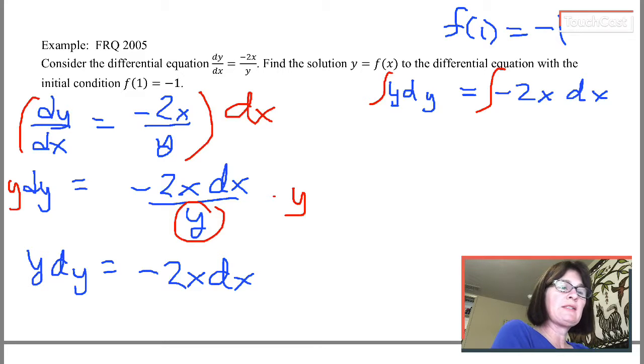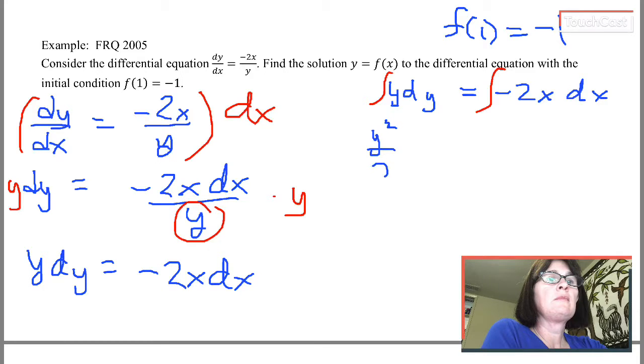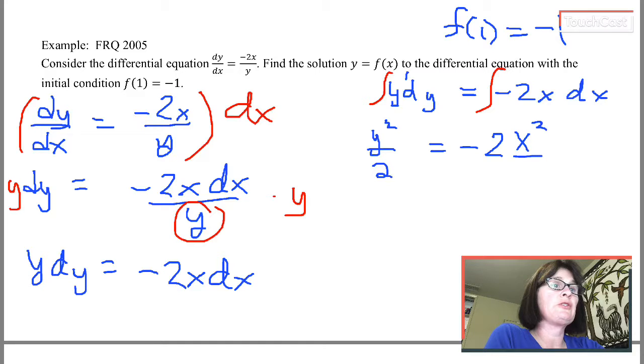In 6.1 and 6.2, we learned to look at indefinite integrals and write antiderivatives. So the antiderivative of y with respect to y is y squared over 2. That's me using the reverse power rule on y to the first power. And on the other side, I'm going to have a negative 2 multiplier. The antiderivative of x is x squared over 2 plus a constant.